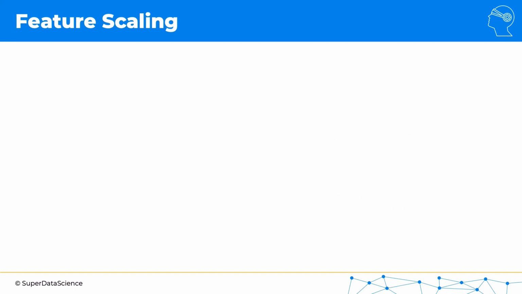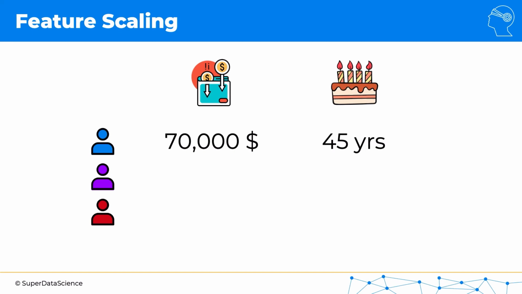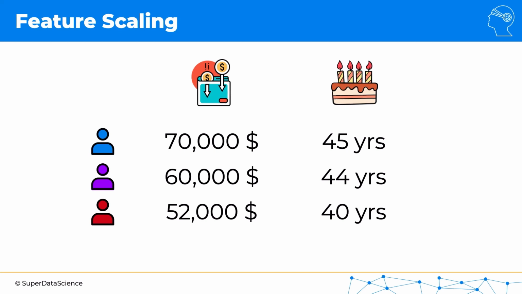So let's imagine we have a dataset where we have two columns, annual income of a person and their age. Just a simple dataset with those two columns. And again, for simplicity's sake, we're only going to have 3 rows. We're going to have a blue person, a purple person, and a red person. Now here is the data. We have blue person making $70,000 a year and their age is 45 years. Purple person makes $60,000 a year and their age is 44 years. And red person makes $52,000 a year and their age is 40 years.